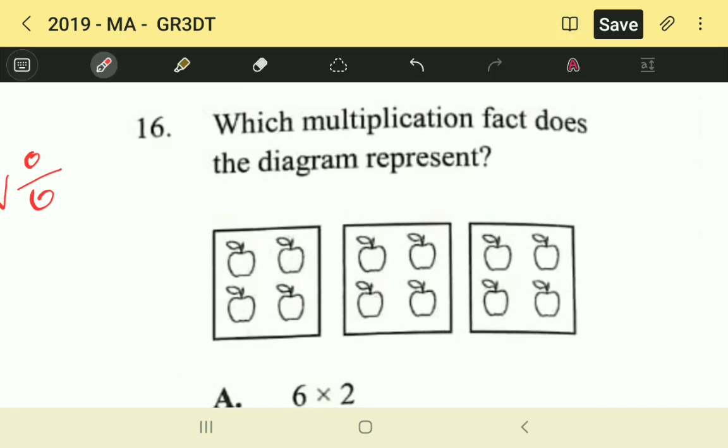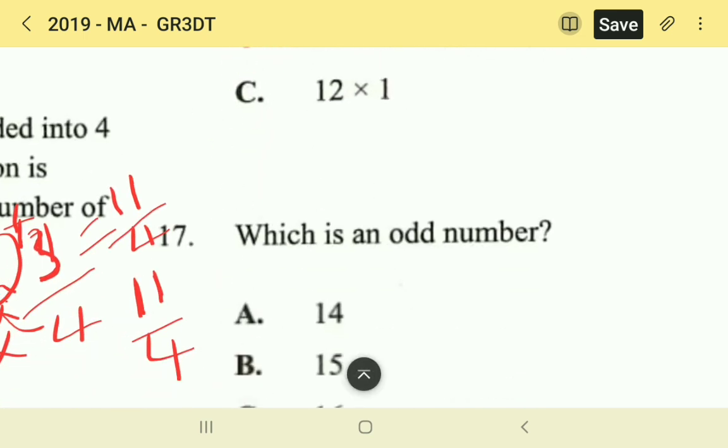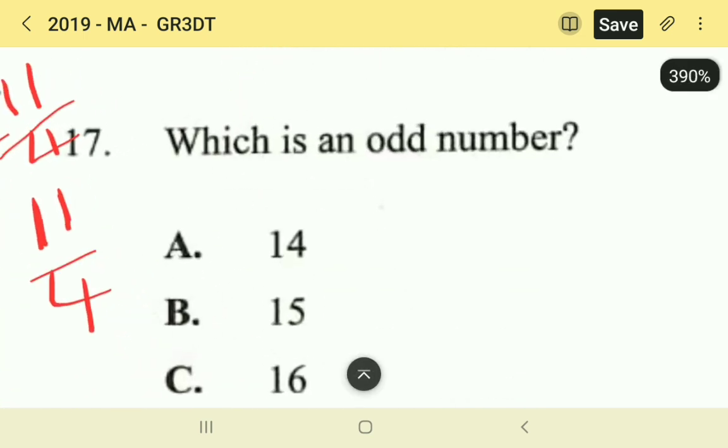So it should be 3 times 4. Let's see if we have a 3 times 4, and that's at B. Moving on to number 17. Which is an odd number?